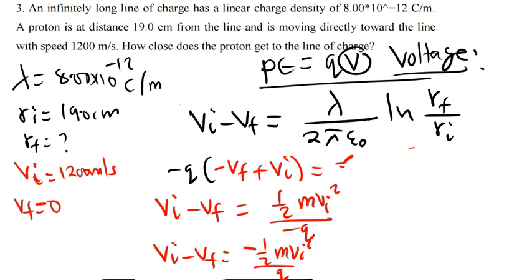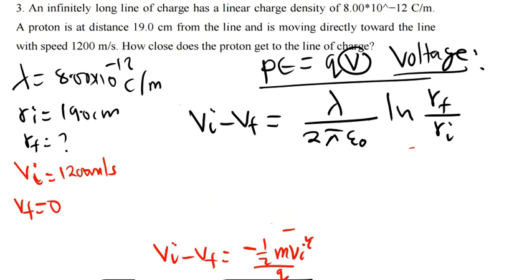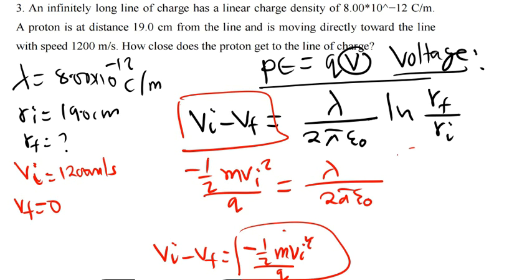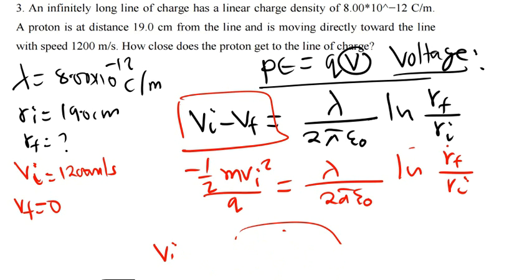Now that I have this, since I don't have voltage, I'm going to replace this with that. So let's go ahead and do that. That is going to be replaced by half m v initial squared divided by q, which should be equal to the linear charge density over 2 pi epsilon naught, then ln of R final divided by R initial. Our goal is to find R final. Now we have everything here.